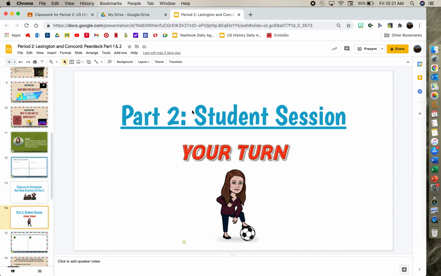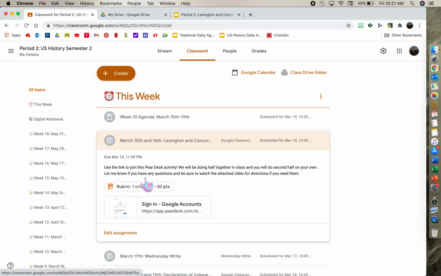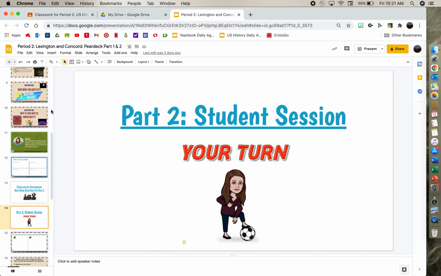When you get to this, I'll be going over the directions in class, but obviously if you're watching this, it means that you missed those directions, so just keep following along. You can find the Pear Deck after we're done. It'll turn into student paced in class, and it'll be under this week. You just click sign in and it'll take you to the Pear Deck that you're supposed to do. It should leave you off where you ended in class. If it doesn't, you can just click next until you reach this slide.